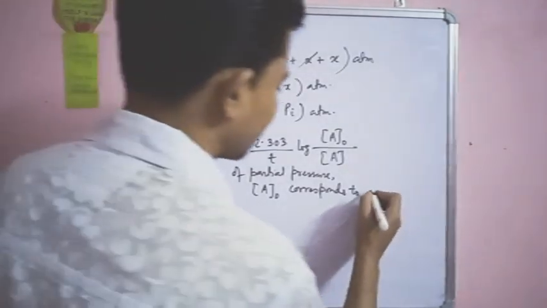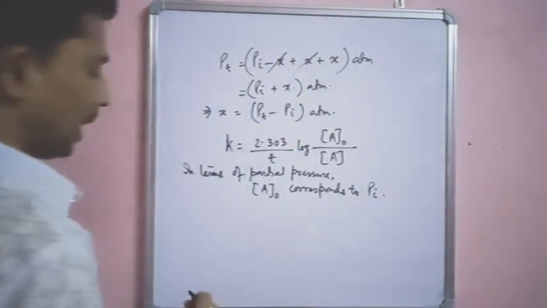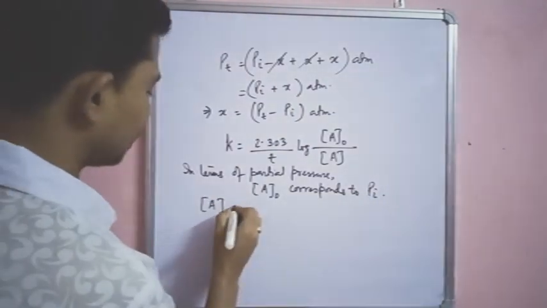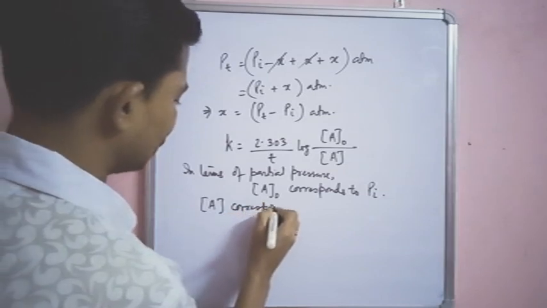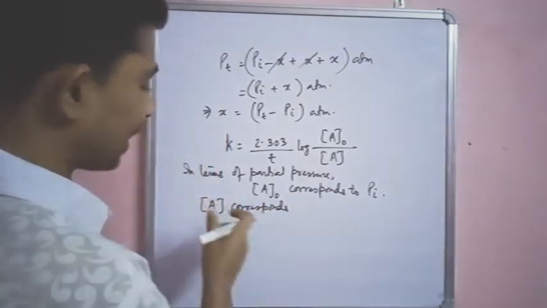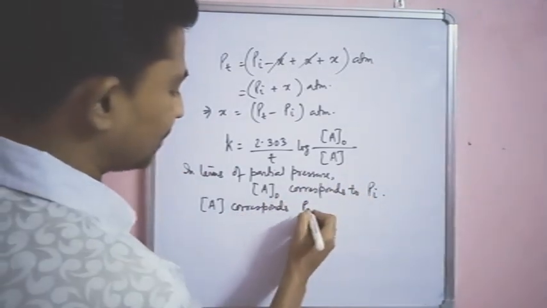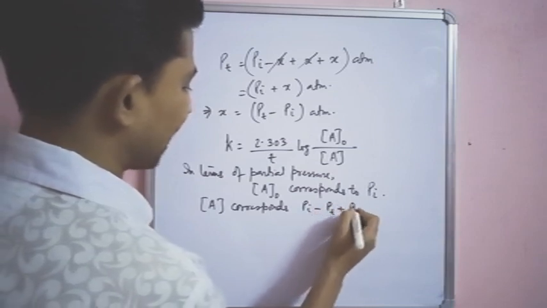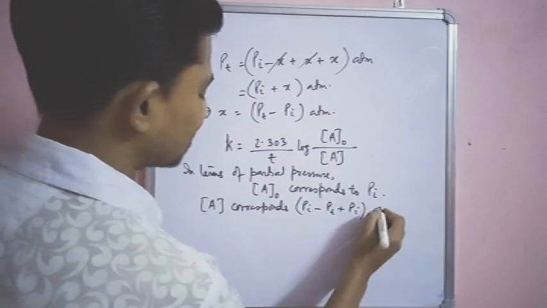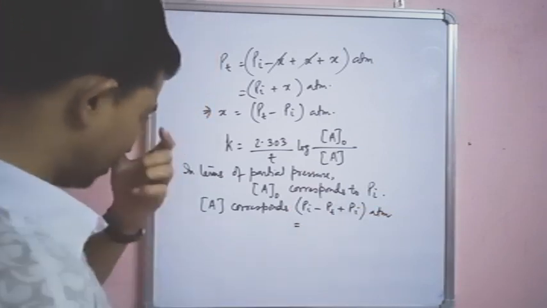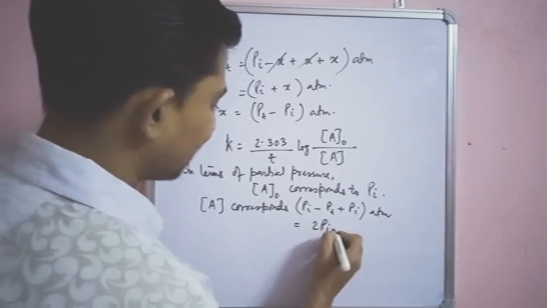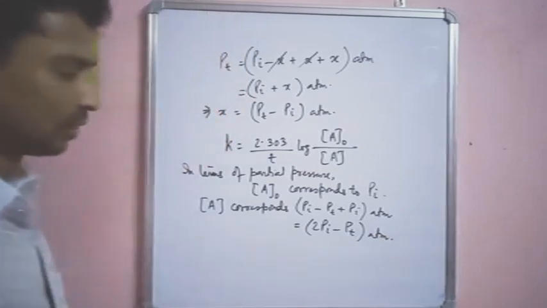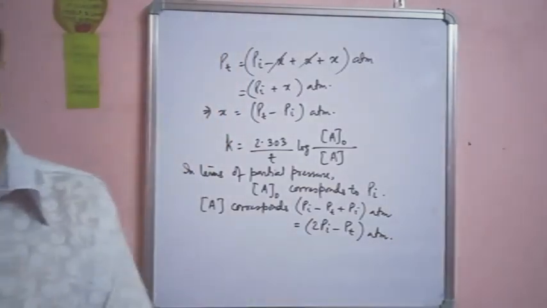Okay, a0 corresponds to PI, ठीक है. And this A corresponds to, क्या होगा, A corresponds to, तो A का वैल्यू क्या है, A माइनस एक्स है ना, तो ये अगर PI है तो ये होगा PI माइनस PT प्लस PI. ओके, PI माइनस PT प्लस PI ATM, which is equal to twice PI minus PT ATM. ओके, तो ये हो गया हमारा A का वैल्यू, twice PI minus PT ATM.